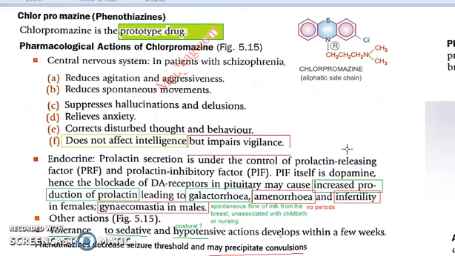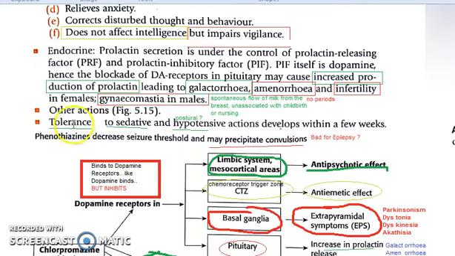Let us look at the endocrine functions. As you know, it increases the prolactin secretion. Now, how does this happen? Prolactin inhibitory factor is nothing but dopamine. Now, dopamine is being blocked, right? So prolactin inhibitory factor is being blocked. So when the inhibition is blocked, the prolactin releasing factor acts more and prolactin gets released. This leads to galactorrhea and amenorrhea, infertility in females, and gynecomastia in males. We already discussed this, right?